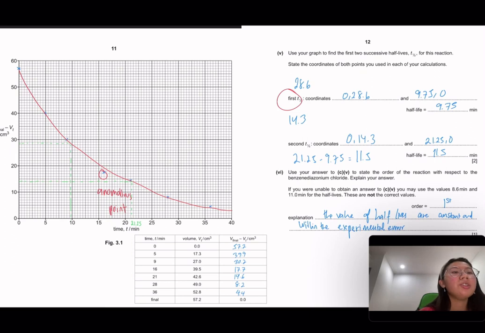Question VI. Use your answer to CV to state the order of reaction with respect to benzene diazonium chloride. Explain your answer. If you were unable to obtain an answer to CV, you may use values 8.6 minutes and 11 minutes for the half-lives. These are not the correct values. As you can see, they're close enough to be considered first order. They're supposed to be the same, but due to error, they're a bit different. So the values of half-lives are constant within the experimental error, and the order is first order.